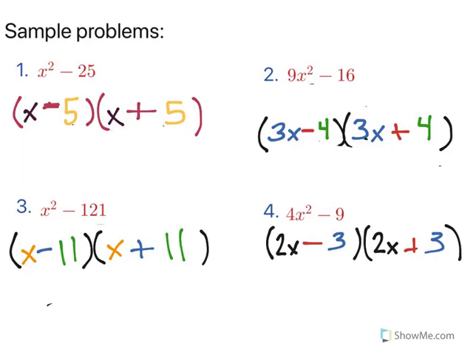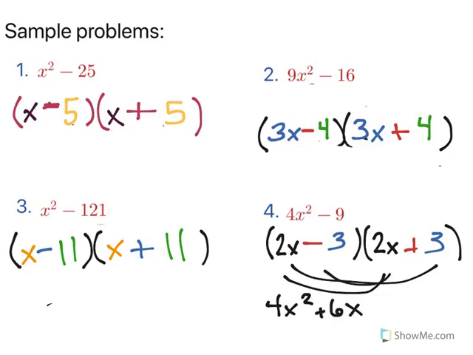Lastly, I put in alternating signs. Now it's time to check my work. 2x times 2x gives me 4x squared. 2x times 3 gives me 6x. Negative 3 times 2x gives me negative 6x. And lastly, negative 3 times 3 equals negative 9. My work is correct. I have checked my answer.